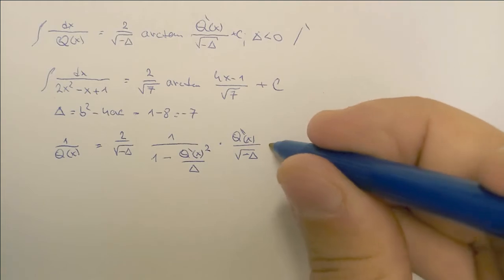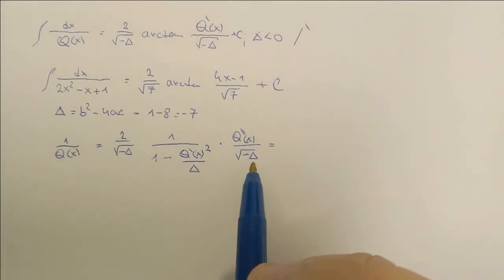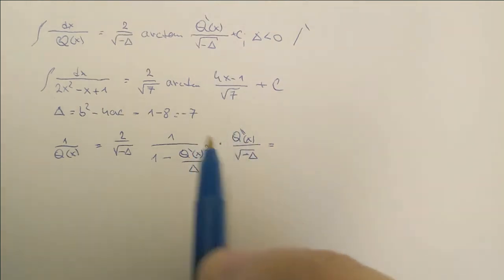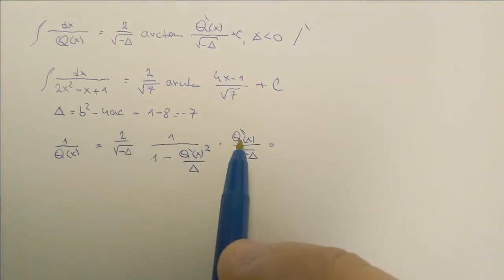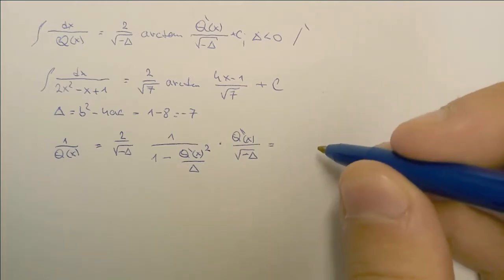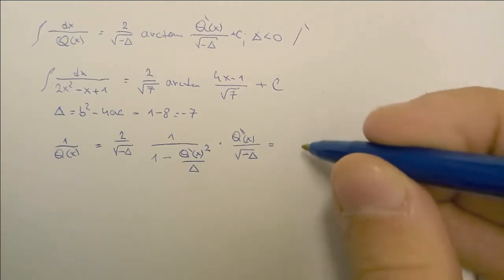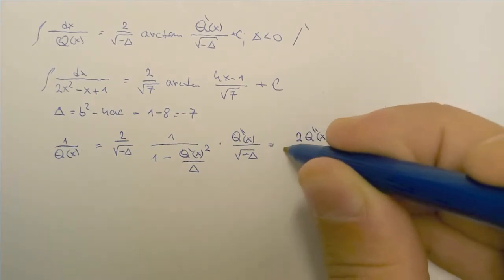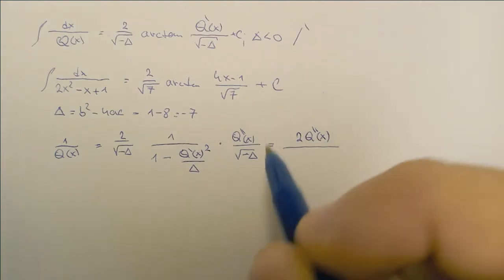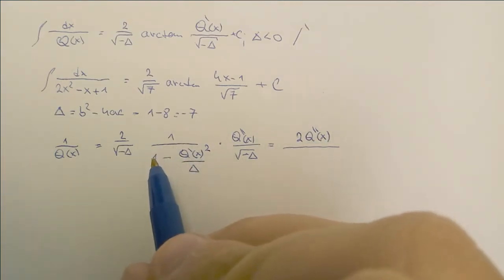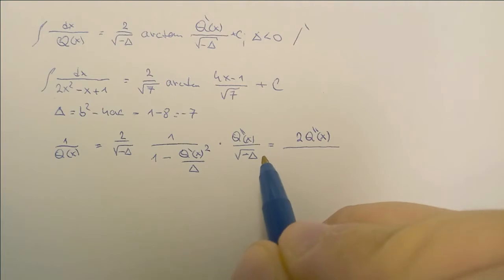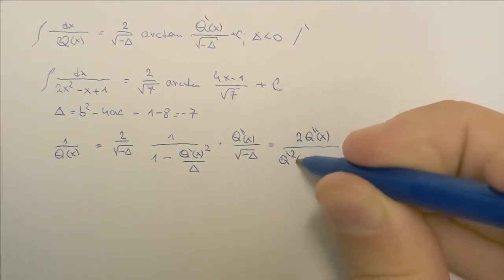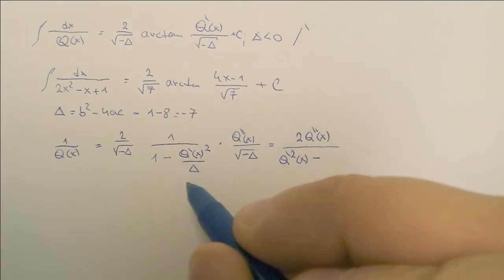So this can be simplified very easily, and this will eventually be 2 times q double prime of x, divided by minus delta, which is positive, times this, which is plus, so this is q prime squared of x minus delta.